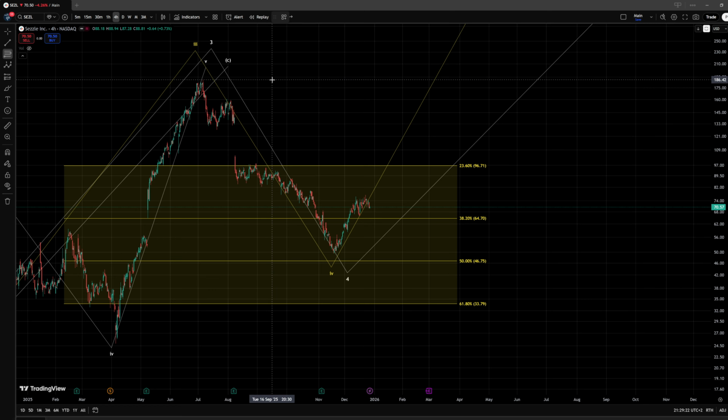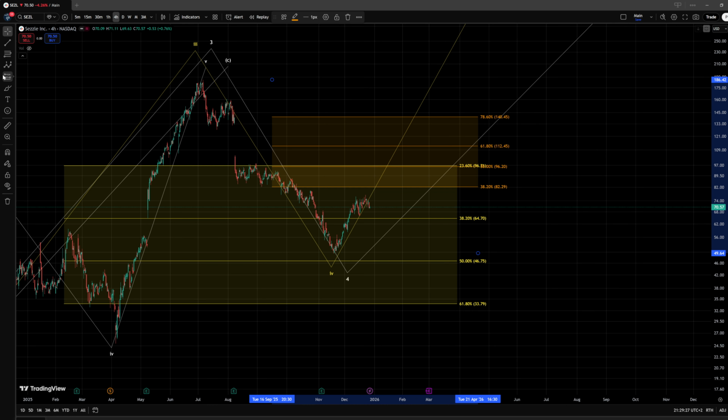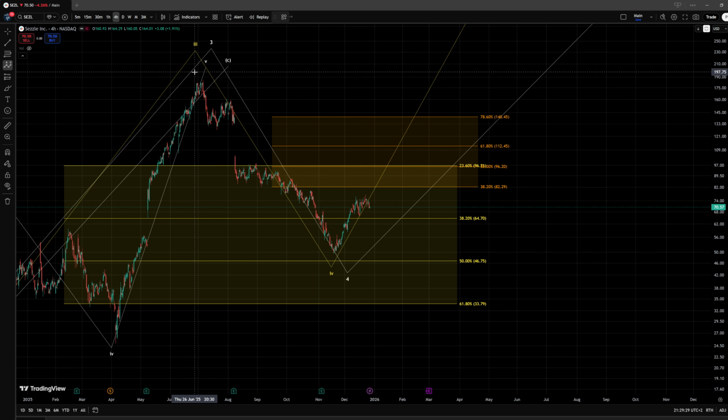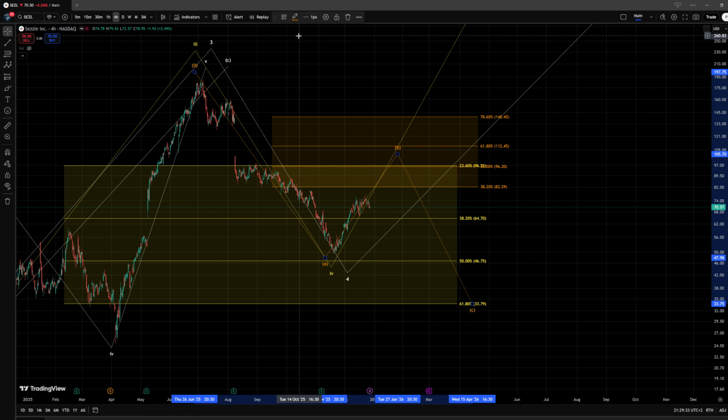But for now, we can track here an internal area of resistance for a potential larger structure to the downside. And in this idea, we will be tracking here an A wave down, a B wave up, and then a C wave that could still come to the downside.